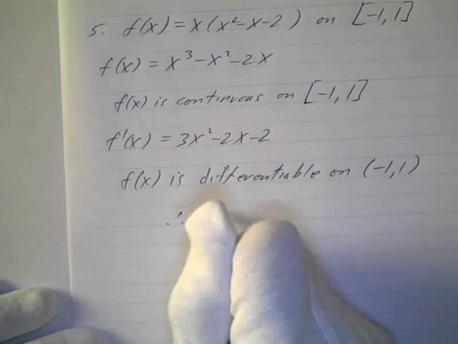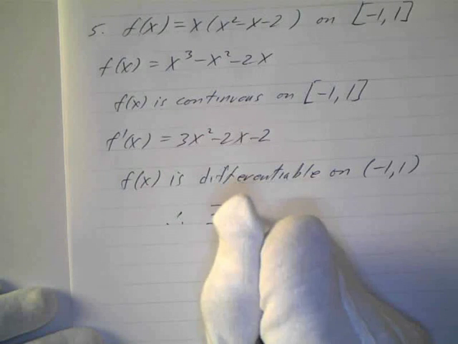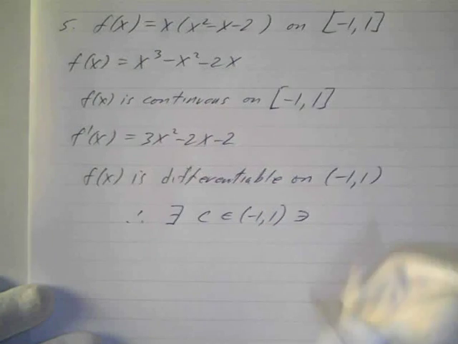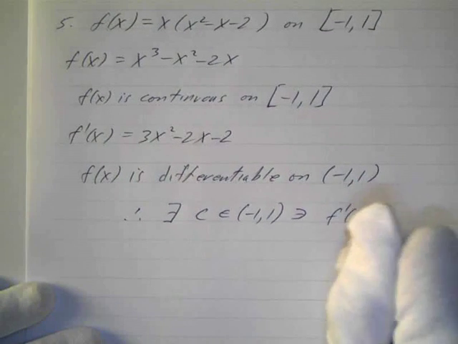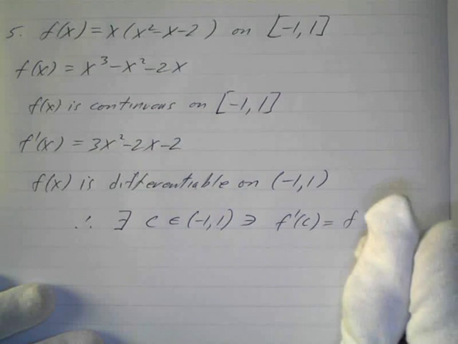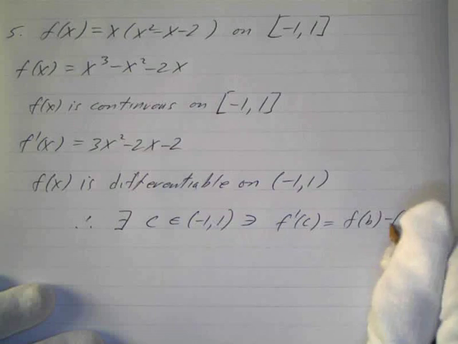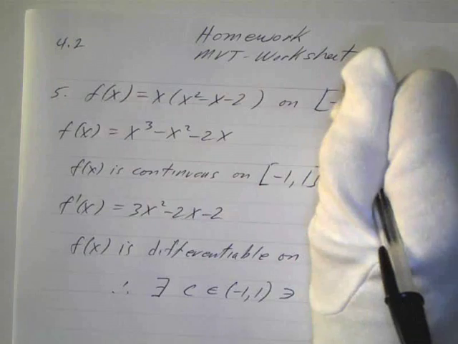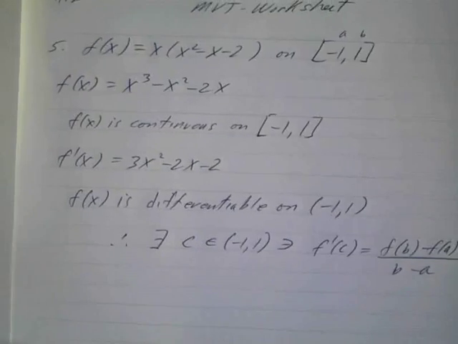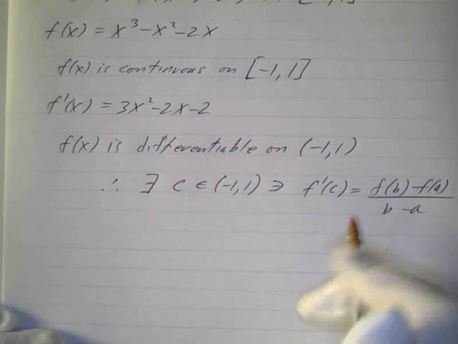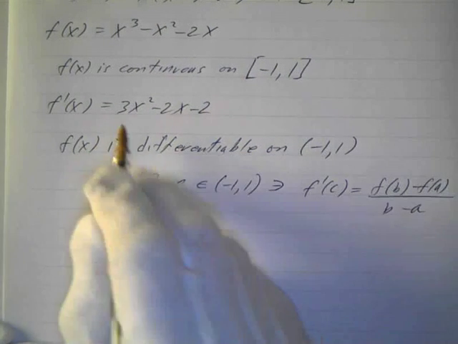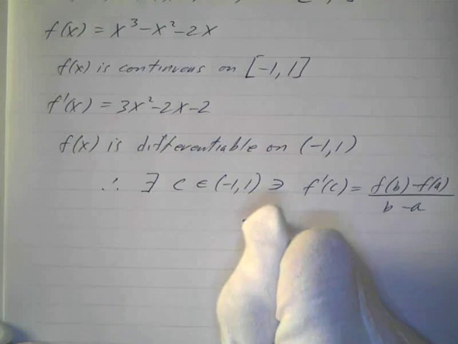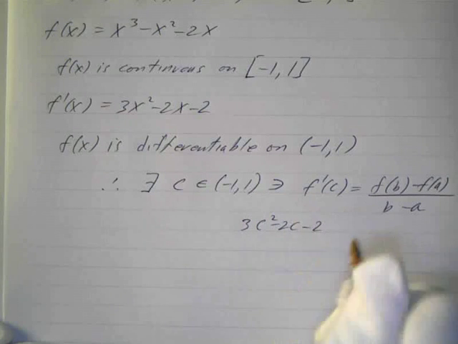So therefore we know that there exists some c that belongs to the open interval -1 to 1, such that f prime of c equals f of b minus f of a all over b minus a. And again, this is our a, and that's our b. Those are the endpoints. So what's f prime of c going to be? Well, f prime of c will be just this, so we would just have to put 3c squared minus 2c minus 2.